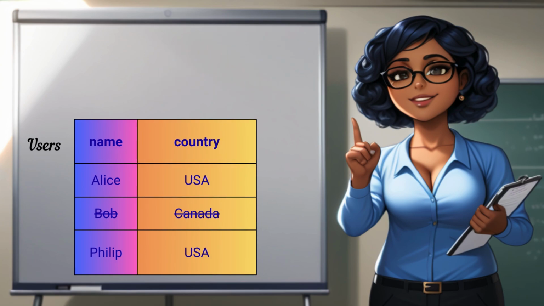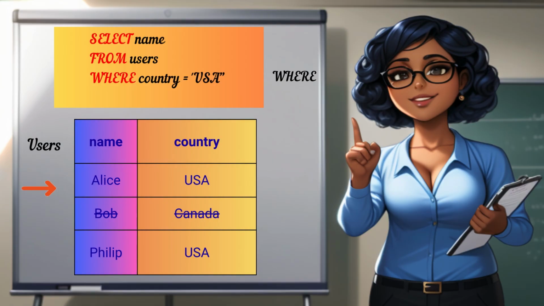Well, that is really simple. You run select query with a where clause and select rows in the table where country is USA. In this example, we're listing all folks from the USA. Bob's from Canada, so he's out, but Alice and Philip, proud Americans, make the cut. Easy peasy, isn't it?